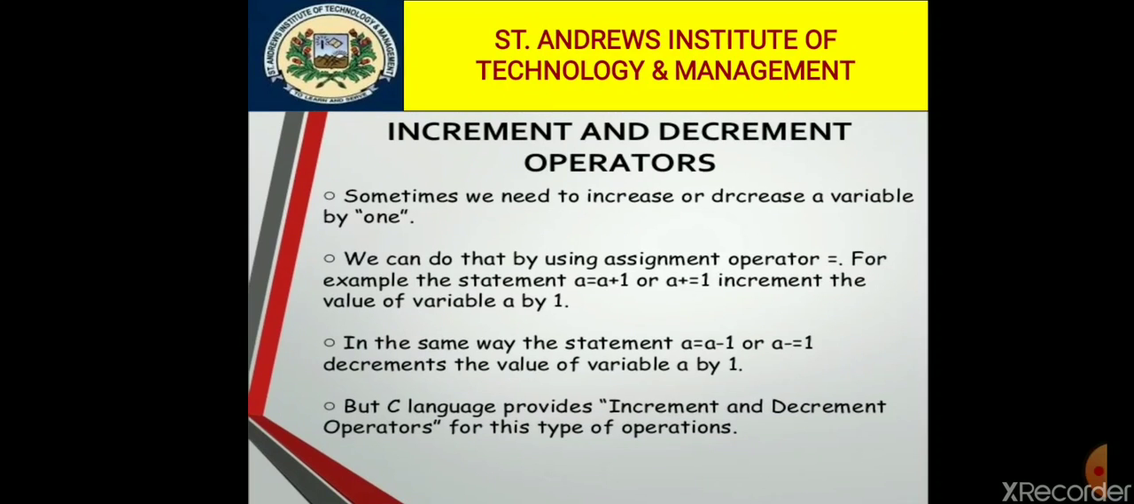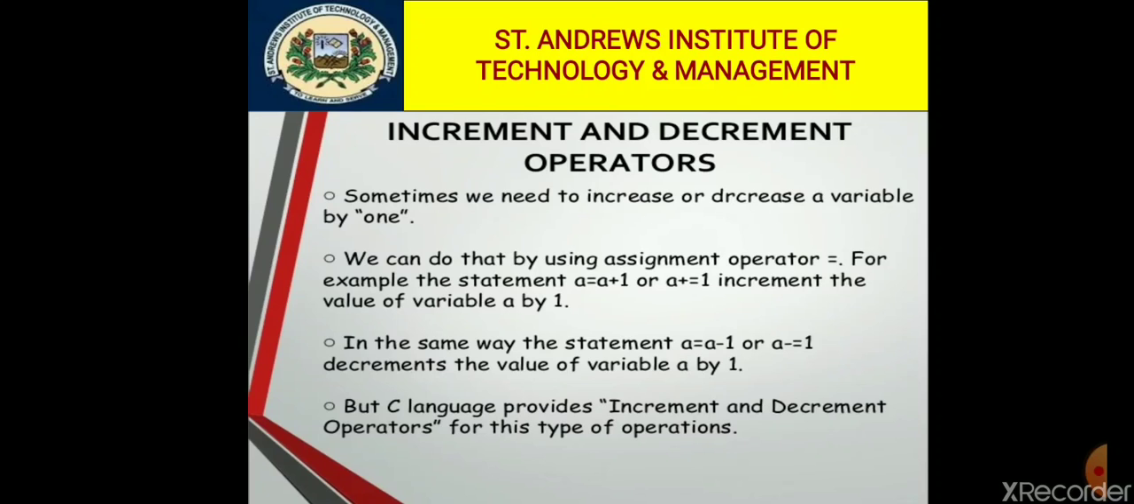Next one is increment and decrement operators. Sometimes we need to increase or decrease a variable by 1, and we can do that by using the assignment operator equal to. For example, the statement a = a + 1 or a += 1 increments the value of variable a by 1. In the same way, if we are talking about decrement, we also decrement the value of a by 1.